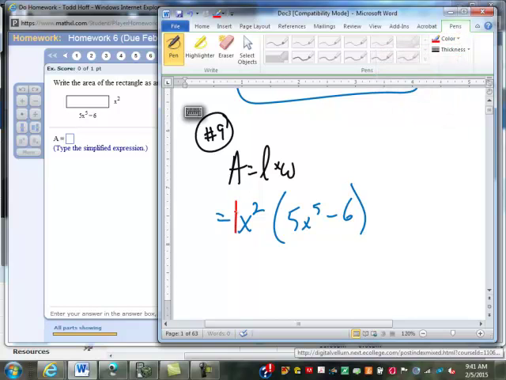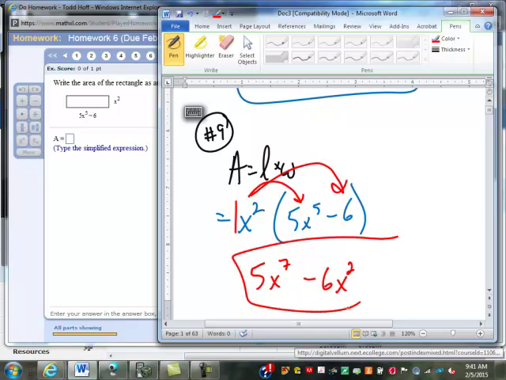So I'm going to call this 1x squared. 1x squared times 5x to the 5th: 1 times 5 is 5, x squared times x to the 5th is x to the 7. 1x squared times negative 6: 1 times negative 6 is negative 6, and x squared times nothing is x squared.